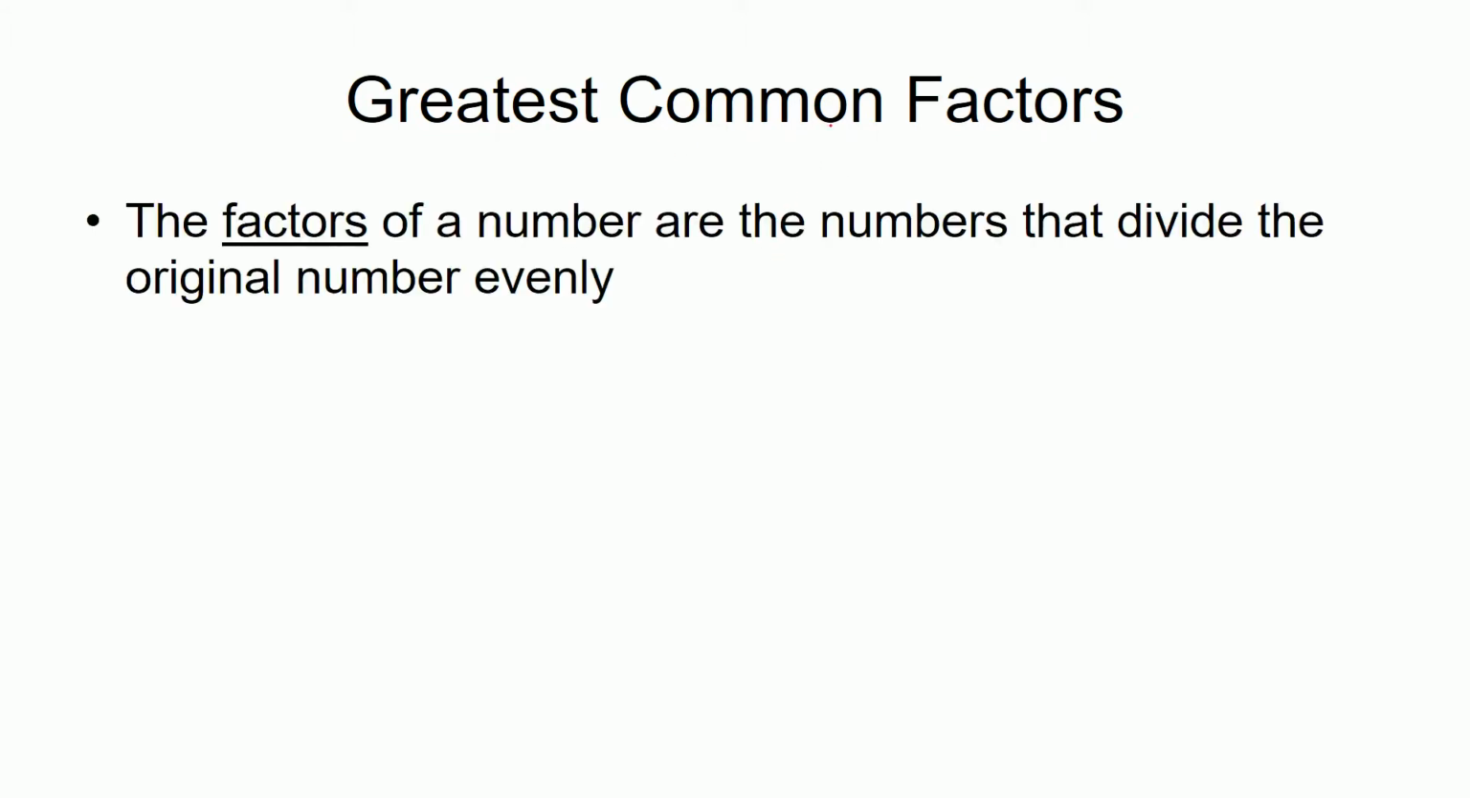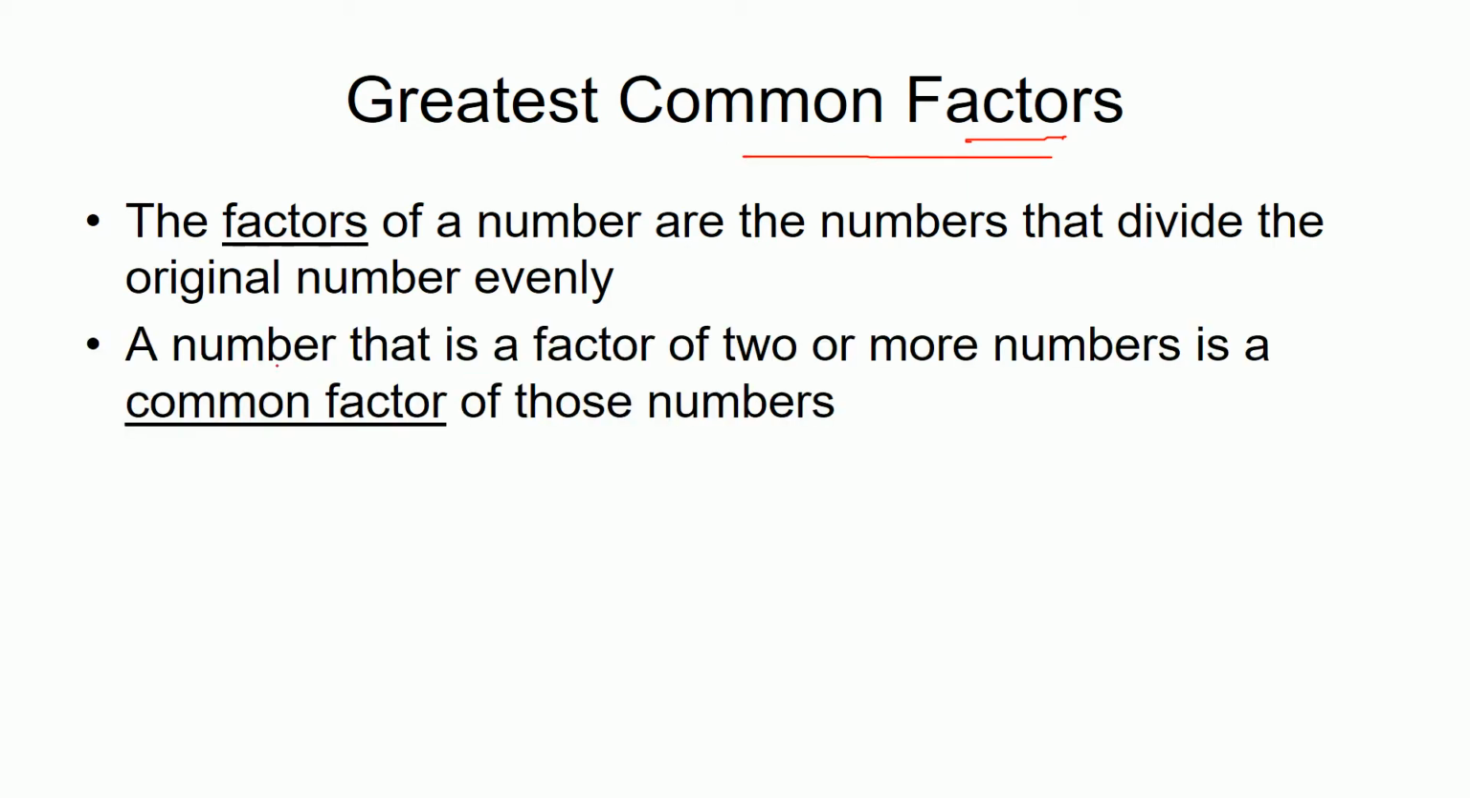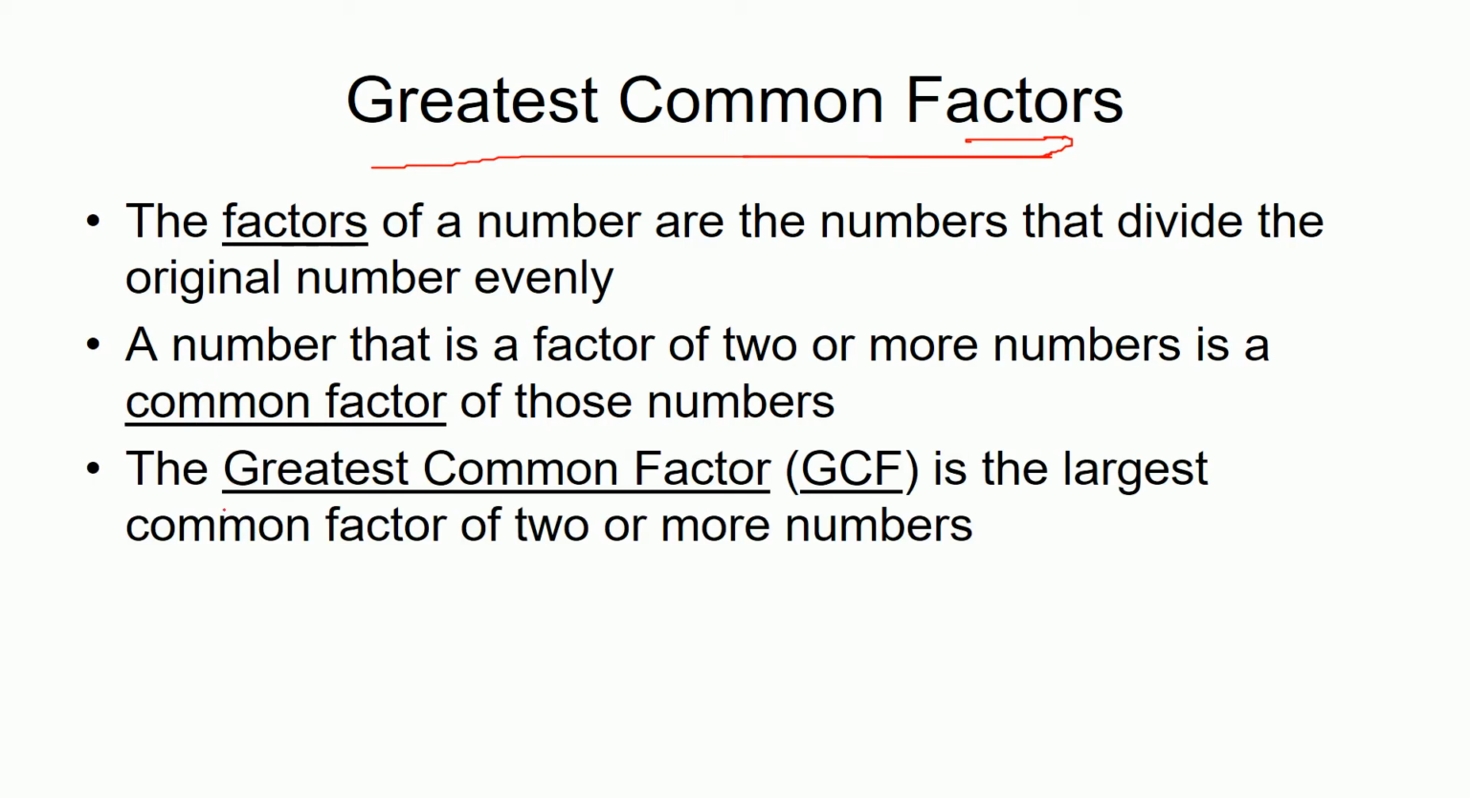First, let us understand what a factor is. The factors of a number are the numbers that divide the original number evenly. These are factors. Then what are common factors? A number that is a factor of two or more numbers is a common factor of those numbers. And now, what are greatest common factors? The GCF is the largest common factor of two or more numbers.